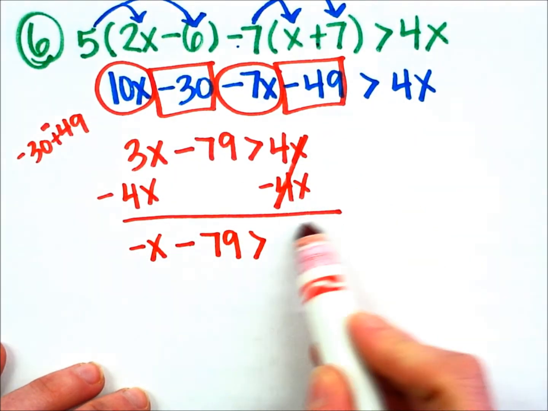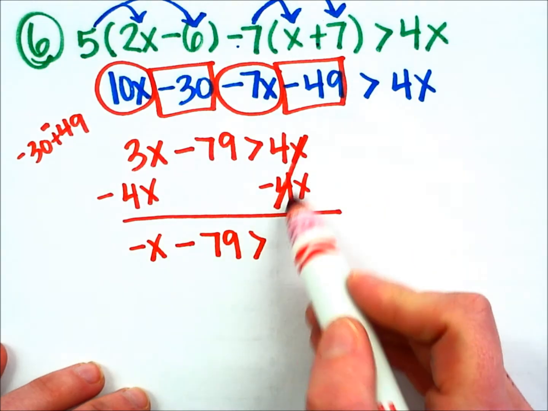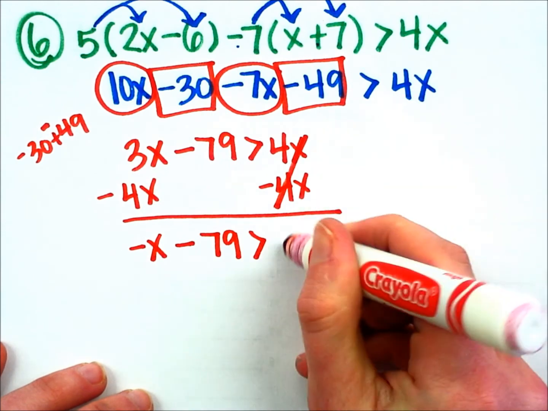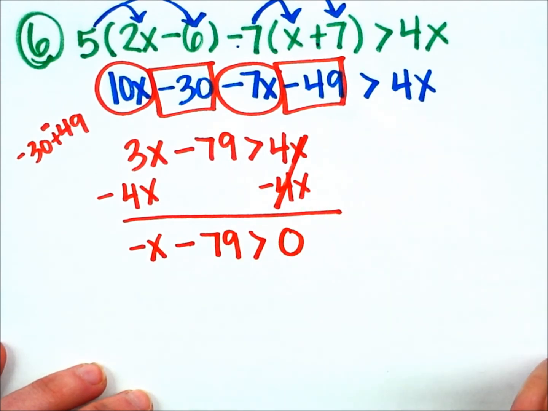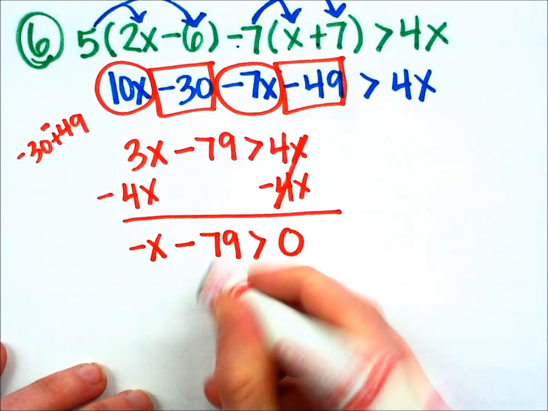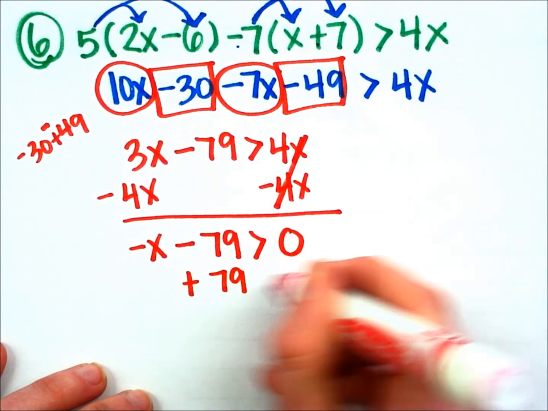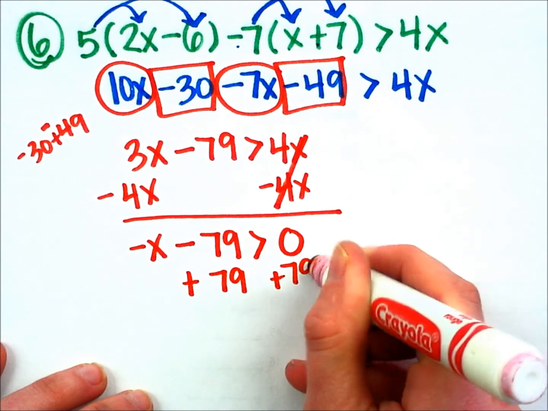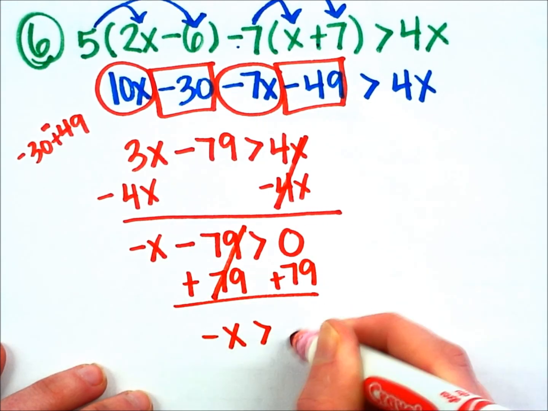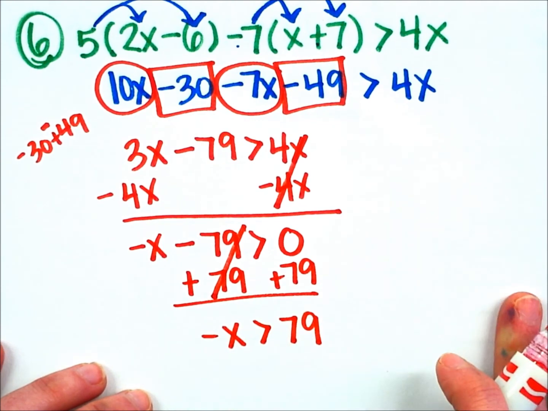You have to have a number here. The 4x minus 4x canceled out, made a 0. So you say nothing is left, or we could say 0 is left. The variables are on the left, so we should get the constants on the right. So we need to move the 79 to the right-hand side, and I can do that by adding on both sides. So I have negative x is greater than 79.